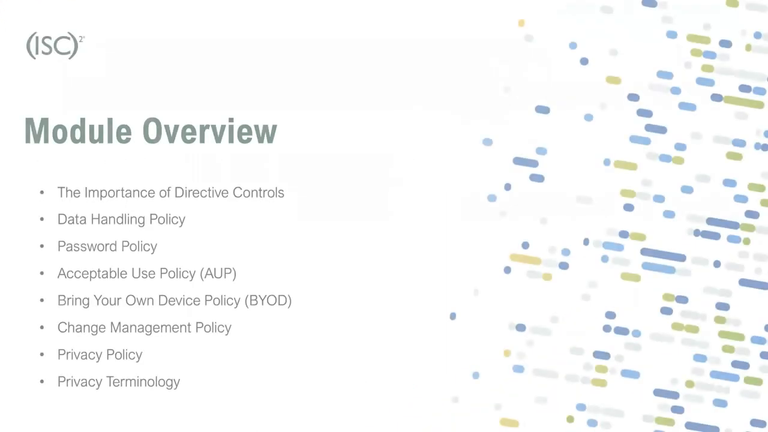Let's take a look at Module 3 then, best practice security policies. This is a reminder of our administrative controls and the different types that we have. And we just broaden out some of the types that we haven't looked at yet. So data handling policy, password policy, an acceptable use policy, bring your own device policy, change management policy, a privacy policy, and some privacy terminology for us.